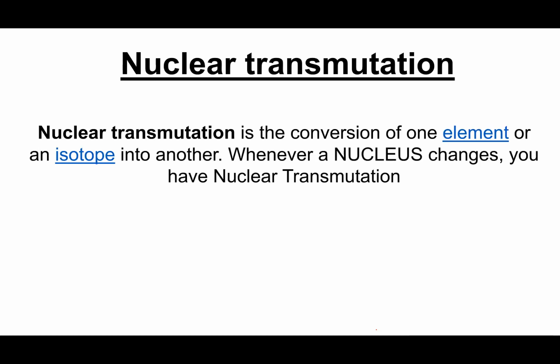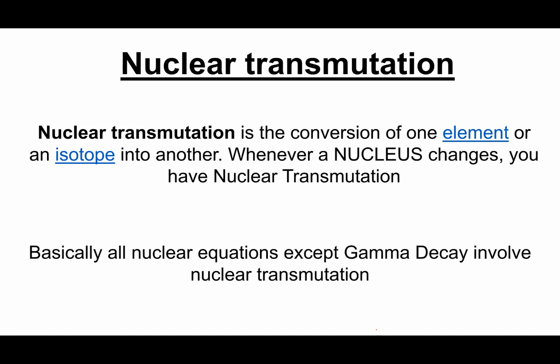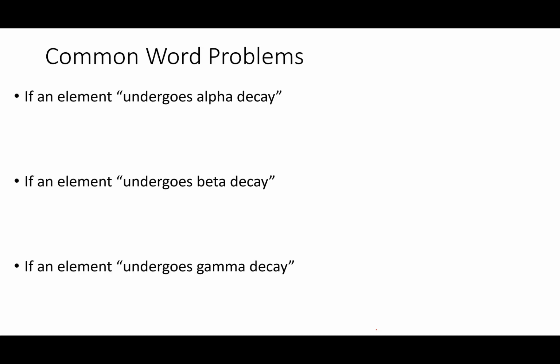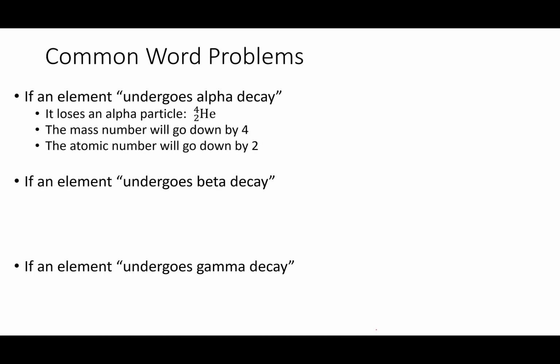And these are all called nuclear transmutation, because transmutation is what happens when an element changes into another element, or an isotope changes into another isotope. When the nucleus changes, you have nuclear transmutation. All of them except for gamma decay are going to involve nuclear transmutation, but it's just important to know what it means. So, some common word problems and a way to understand them. If an element undergoes alpha decay, that means that it loses an alpha particle.